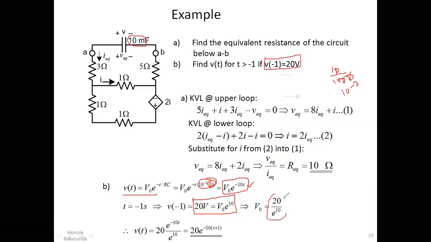By the way, if you have a calculator, you can try to find out what this would look like. You can get a specific value for this if you have a calculator, or you can leave it like this if you find yourself in an exam. So this is going to be 20 over exponential 10.